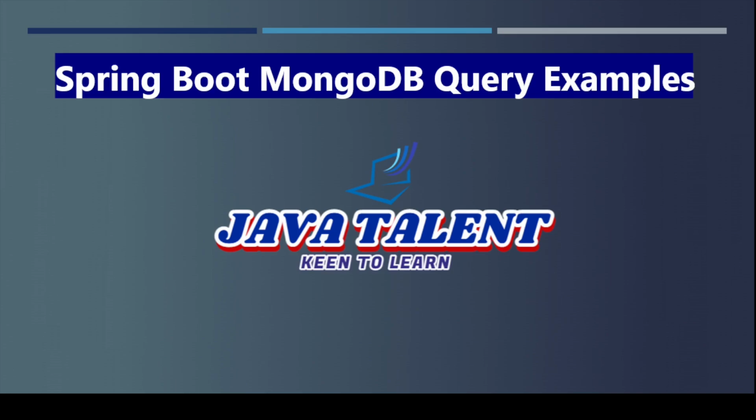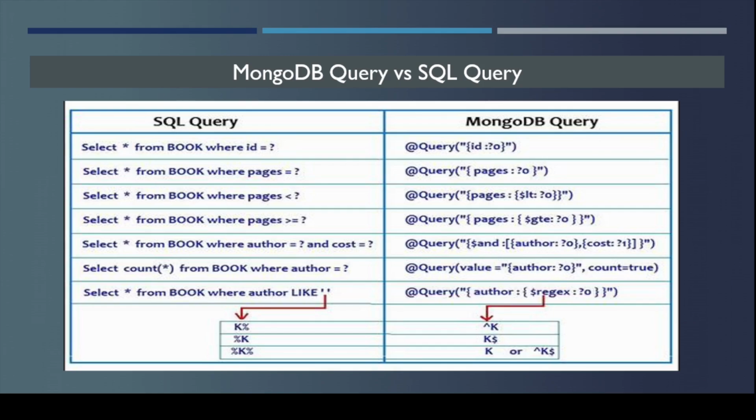Basically there are differences between the SQL query and the MongoDB query. This is the comparison table which I have demonstrated. On the left side is the SQL query: select star from book where ID is equal to something. If I want to find the book information for a particular ID, I have to write this query. In the case of MongoDB, we write the @Query annotation and, within double quotes, declare id colon question mark zero, so it will pick up that value. Similarly, select star from book where pages is equal to this one.